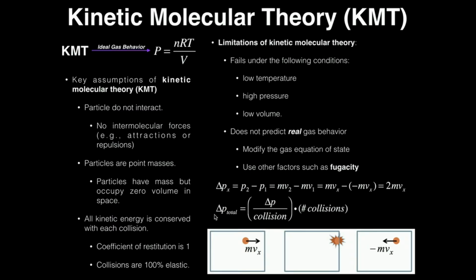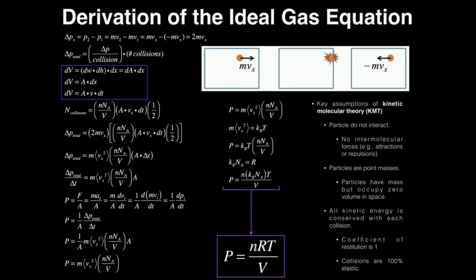What if I wanted to account for the entire change in momentum of every single particle in this container? So there's millions of other particles. Well, the total change in momentum is equal to the change in momentum per collision. Okay, so here's one collision right here. We just calculated that that is 2mvx. So that's actually what this will end up being right here. Change in momentum per one collision times the total number of collisions. Okay? And these are two important things we're going to take to the next slide.